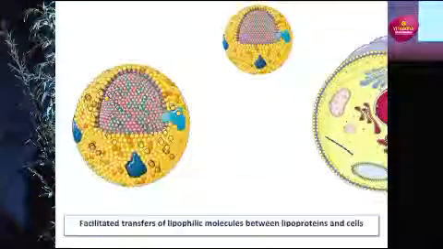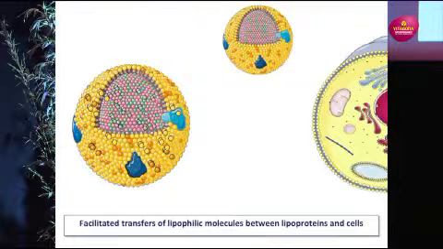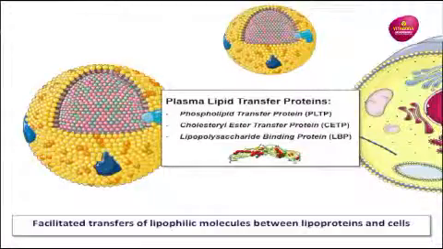But these transfers do occur, and they occur because of a specific family of genes coding for the lipid transfer lipopolysaccharide binding proteins. At least 3 members of this family are present in our plasma: phospholipid transfer protein, PLTP, the cholesterol ester transfer protein, CETP, and the lipopolysaccharide binding protein, LBP. And all these proteins share the same type of structure.